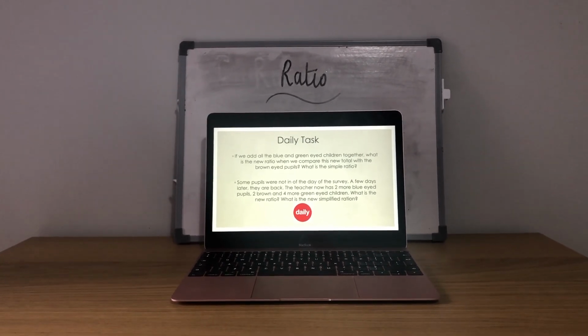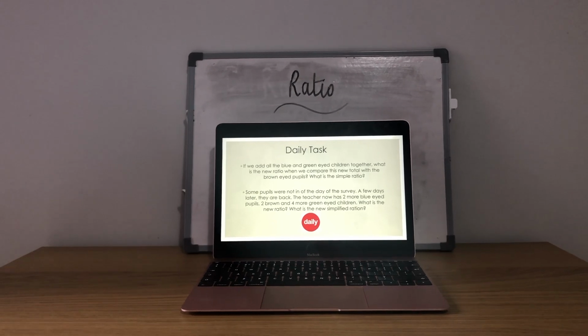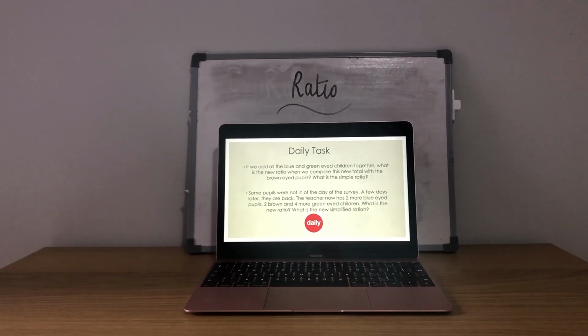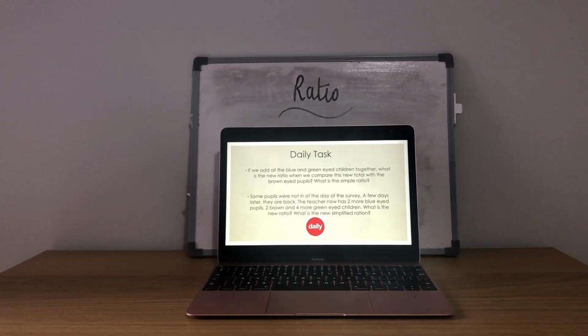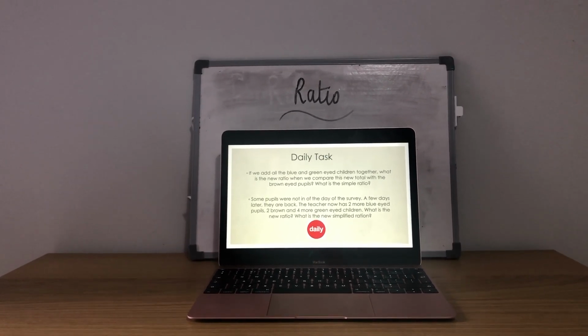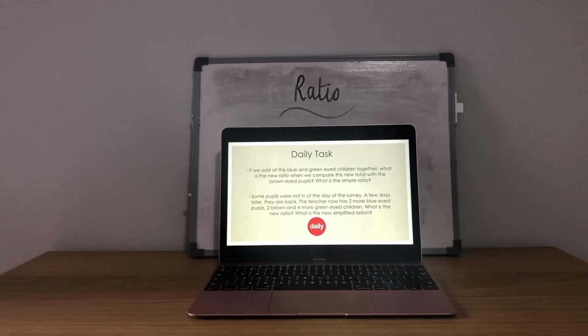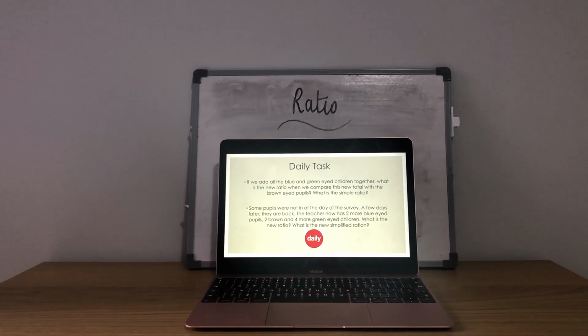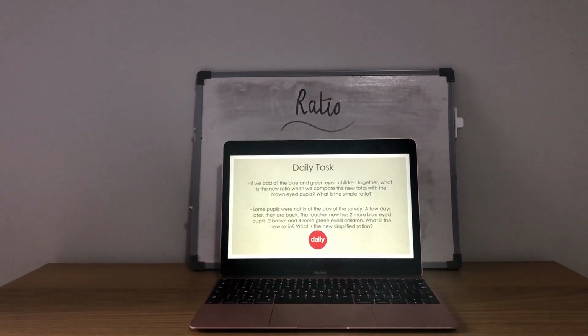Our second question is, some pupils were not in on the day of the survey. A few days later, they are all back. The teacher now has 2 more blue-eyed pupils, 2 brown and 4 green-eyed children. What is the new ratio? What is the new simplified ratio?